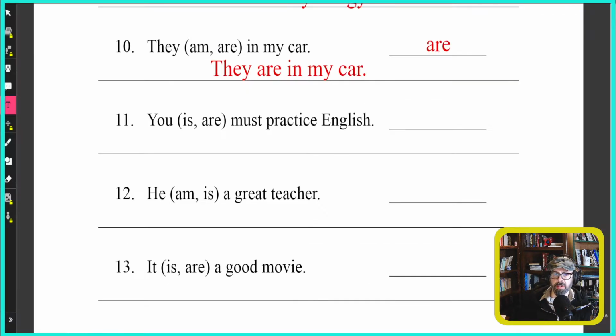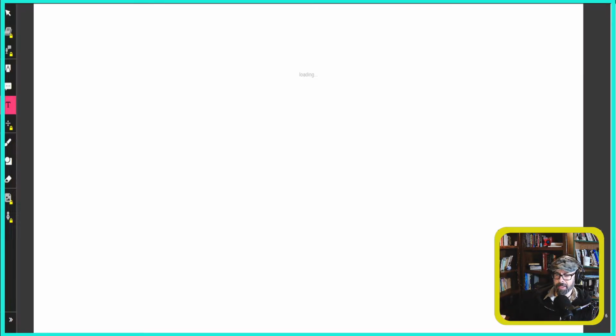Okay, there we go. That should fix it. Let's fix the sheet here. Let's see if this fixes it.